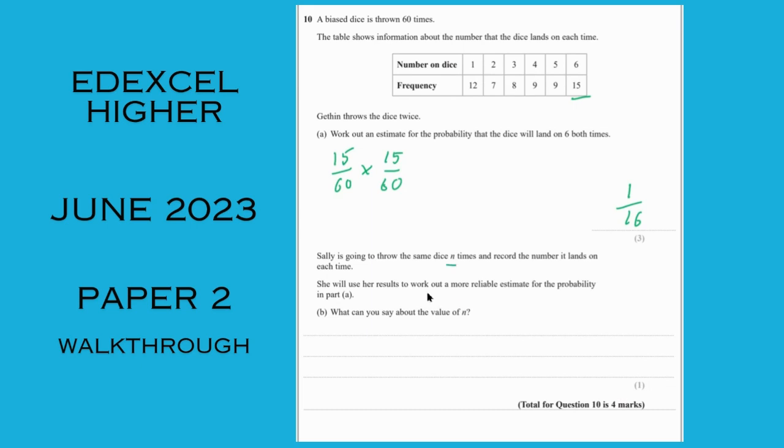Sally's going to throw the same dice a number of times and record it. She'll use her results to work out a more reliable estimate. So in order to be more reliable than these probabilities, you need more trials. More trials means more reliability. So she needs to do the experiment more than 60 times, or something like 61 or more, anything like that. It's only worth a mark.